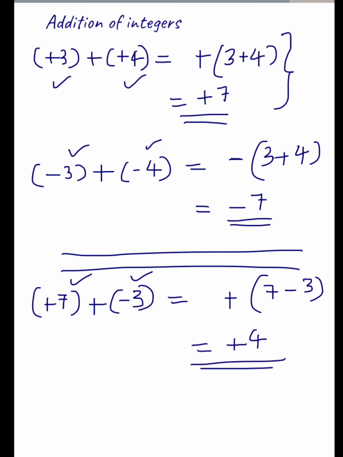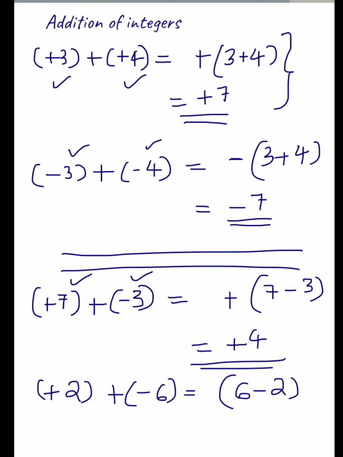Okay, so in this case you have to just subtract the smaller number from the bigger number without considering the sign, and then you have to put the sign of the bigger number. Let's take another example and see. Let's add plus 2 plus minus 6. Okay, so first what do you have to do? You have to just subtract the smaller number from the bigger number, that is 6 minus 2.